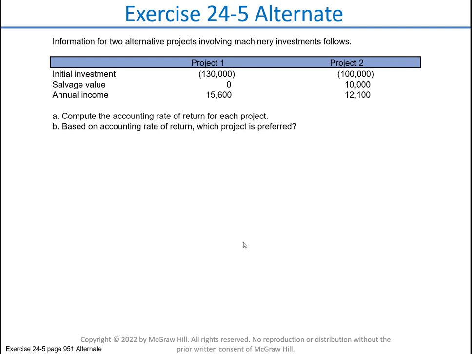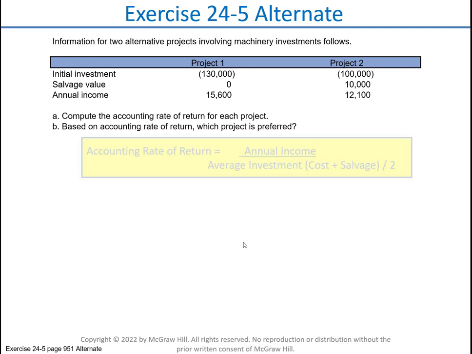This company has two alternatives. The first one, project one, costs $130,000. Project two costs $100,000. There is zero salvage for project one and a $10,000 salvage value at the end for the machinery for project two. The annual income for project one is $15,600, and the annual income for project two is $12,100.